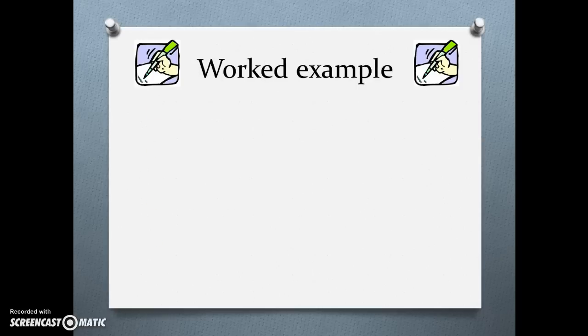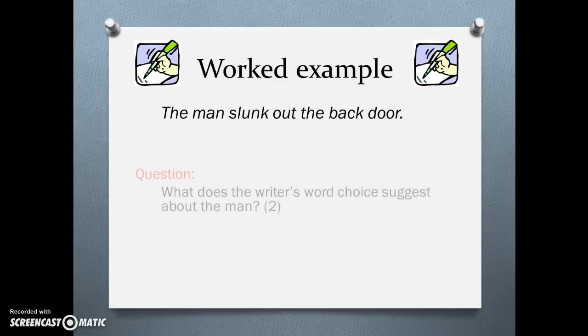Let's do a worked example together. Here is the sentence that we're going to look at. So the man slunk out the back door. We're starting small. Notice I do not have a paragraph. We're just going to look at this sentence. Immediately that word slunk jumps out at me, and I start to think that perhaps this man is a little bit sneaky. He doesn't want people to see him maybe, because slunk means to creep. So he's creeping out the back door.